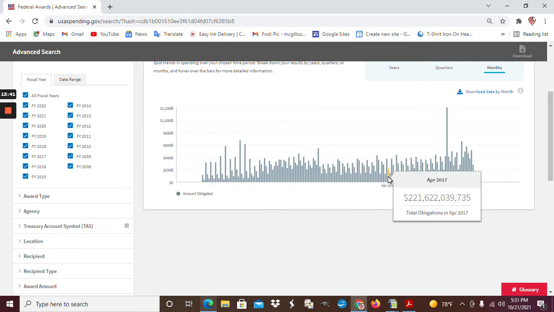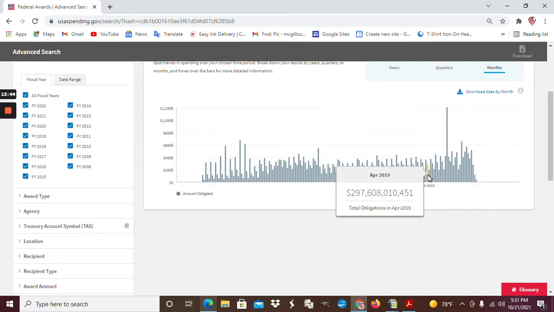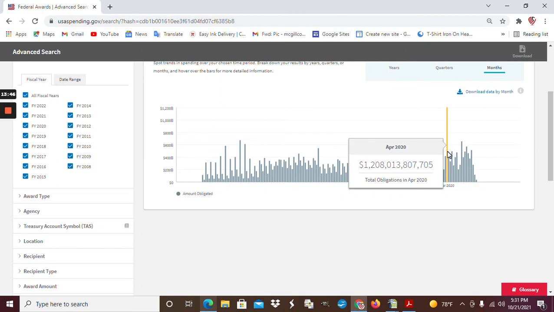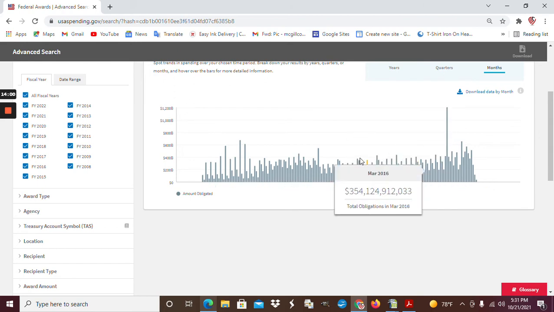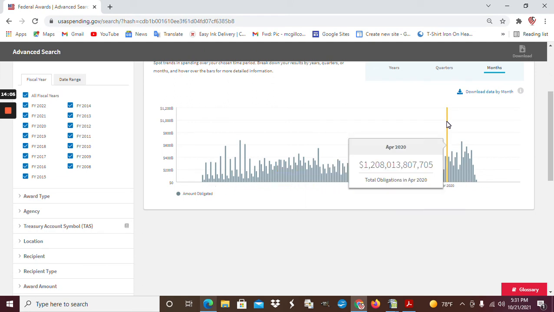But look at this year here. This is what we was looking at. April 2020, where they spent that $1.2 trillion. Look at the peak on here. See? Now, we're looking at going all the way back to 2008. It was a lot of money spent on janitorial contracts in 2020, in the month of April alone, $1.2 trillion. So a lot of people made some money with that.